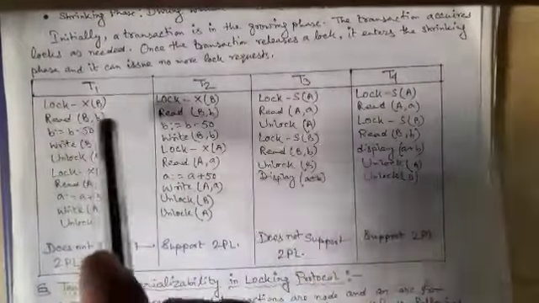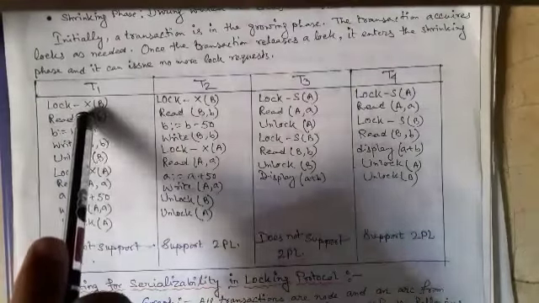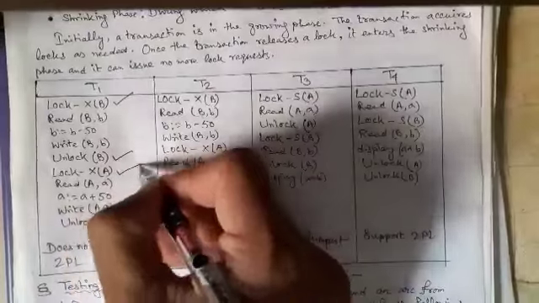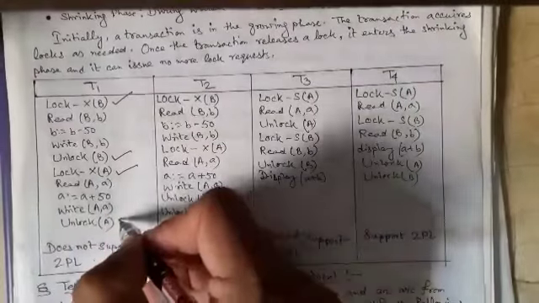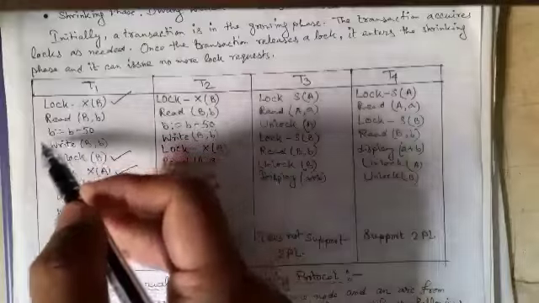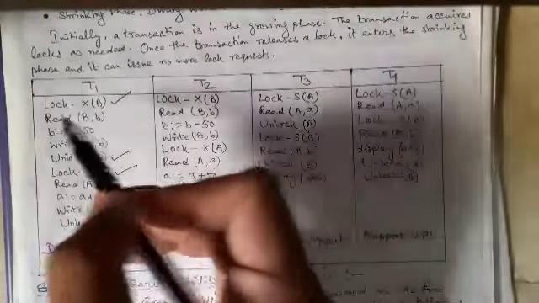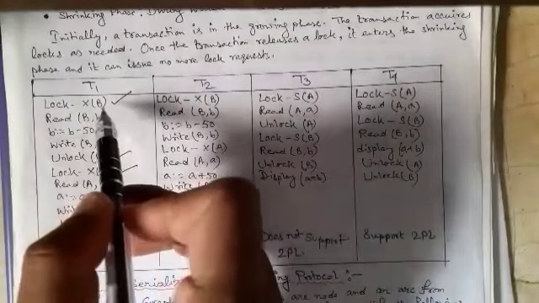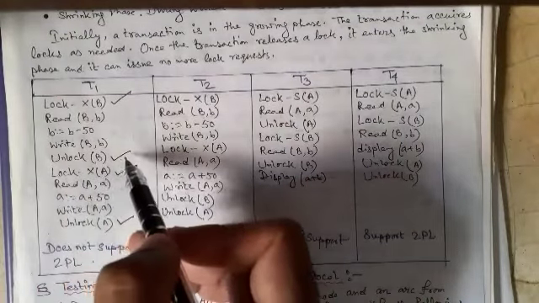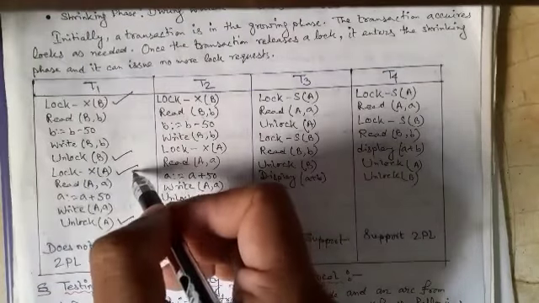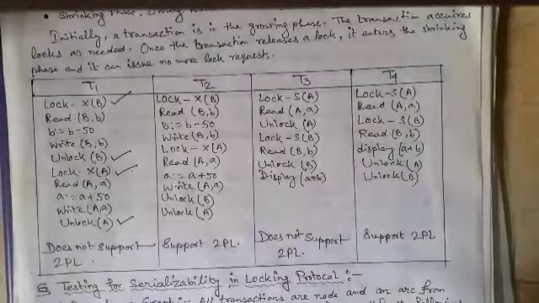In T1, at first there is an exclusive lock on item B, then unlock B, then again an exclusive lock on item A, and then unlock A. So it is not supported by the two-phase locking protocol. Why not? Because here this is the growing phase, here this is the shrinking phase. While in the shrinking phase, you can't start the growing phase again. So this is not in the two-phase locking protocol.